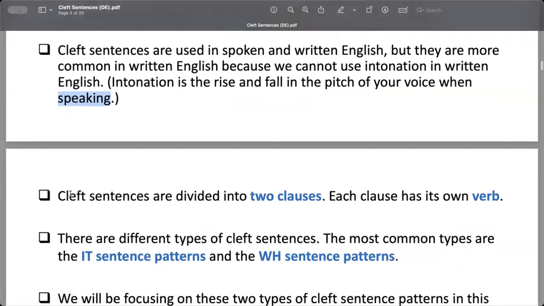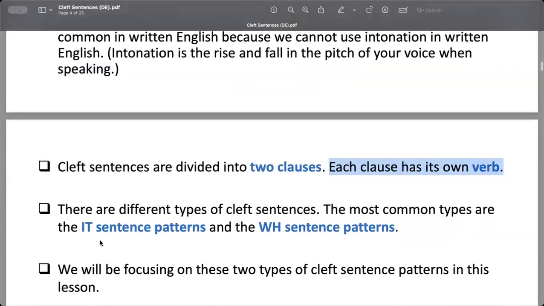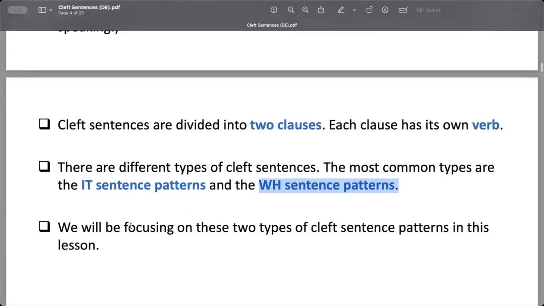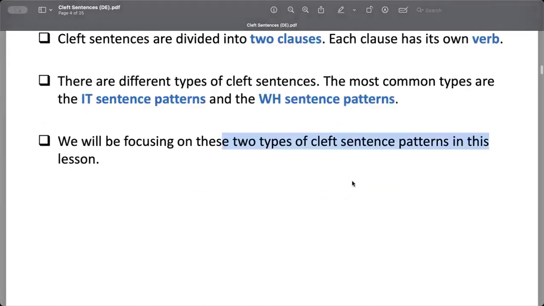Cleft sentences are divided into two clauses. Each clause has its own verb. There are different types of cleft sentences. The most common types are the it sentence pattern and the WH sentence pattern. So we have two kinds of cleft sentences. The first one is the it sentence pattern, and the second is the WH sentence pattern. We will be focusing on these two types in this lesson.